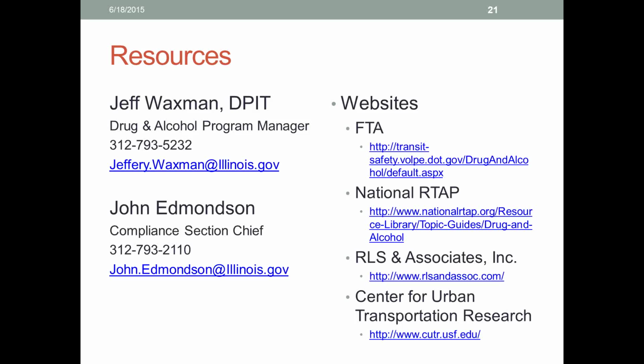The FTA website, obviously, is always going to be the first and foremost leader in terms of resources and information. After that, National RTAP has a pretty good resource library when it comes to the drug and alcohol program. RLS and Associates Incorporated, they are the leading experts in the country for the drug and alcohol program.